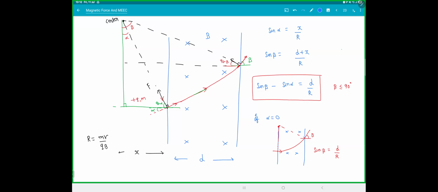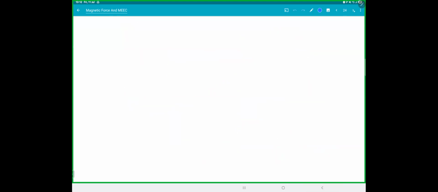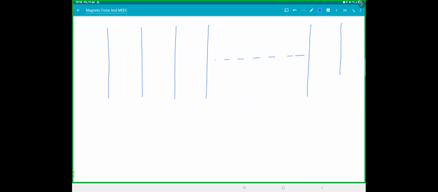Clear with this? The question is still not over, but you can make this something even better. What if you don't have a single region, but you have multiple regions? And not only this, these multiple regions have the magnetic field alternating. Like one is up, one is down, one is up, one is down, and so on. And let's say the distances are also different: d1, d2, d3, and so on.